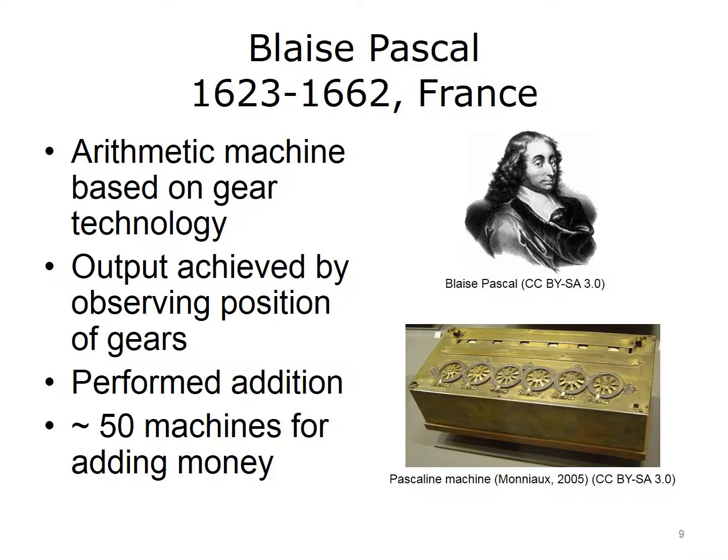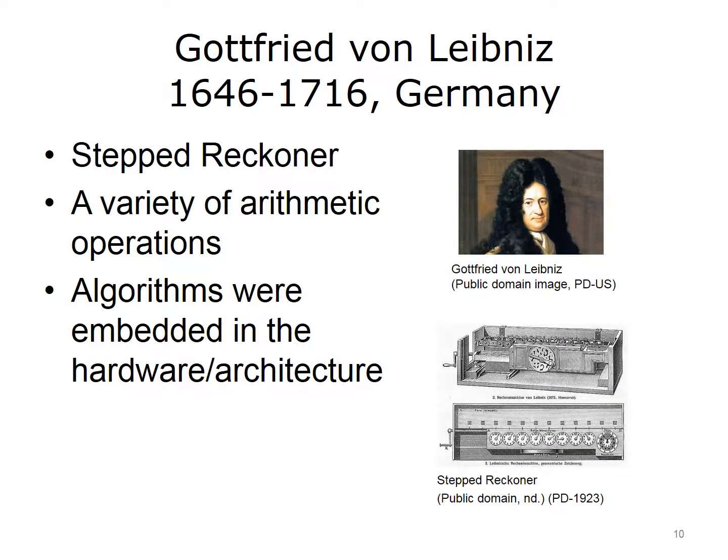The mathematician Blaise Pascal also built a mechanical computer in the 17th century. It was built to perform only addition. About 50 machines were created at the time to add sums of money. The photo on the slide shows the Pascaline machine. Gottfried von Leibniz was another mathematician. He built what he called the stepped reckoner. This mechanical computer did a variety of arithmetic operations, not just addition. It could do addition, subtraction, multiplication, division, and evaluation of square roots by a series of stepped additions. That is why it was called the stepped reckoner.